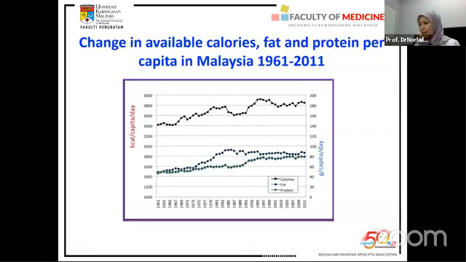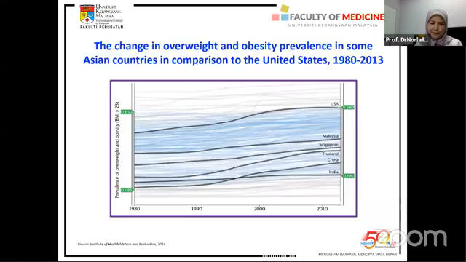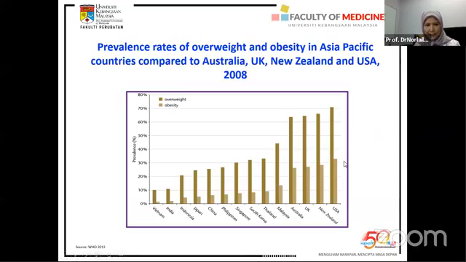And this change in available calories, fat, and protein per capita in Malaysia started many years ago, as long as 40 years ago. You can appreciate here that in the last 45 years, the fat and sugar intake has increased by about 80% and 33% respectively. And the change in overweight and obesity prevalence in some Asian countries is comparable to the United States back then. So you can see in this graph that for Malaysia, it has increased slowly, this is until 2010, but I'll show you the latest one.